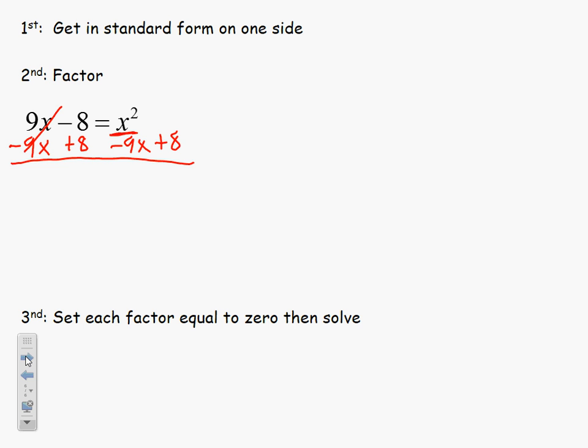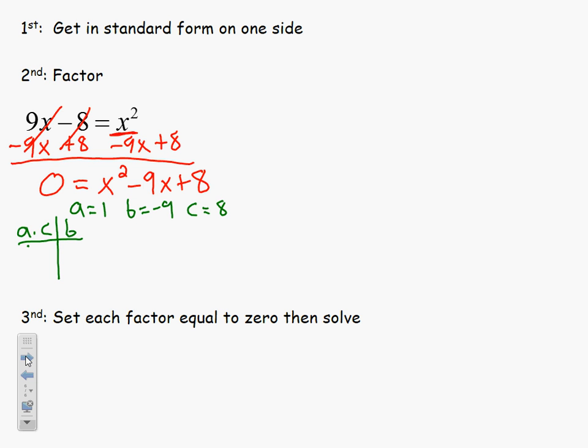So these over here are going to cancel, and I'm going to get 0 equals x squared minus 9x plus 8. Now once we have that done, we can talk about our AC method. So A equals 1, B equals negative 9, C equals 8. Take A times C, adds up to B. 1 times 8, which is 8. I need 2 factors that add up to equal negative 9.